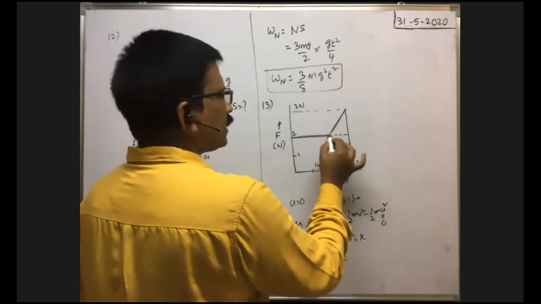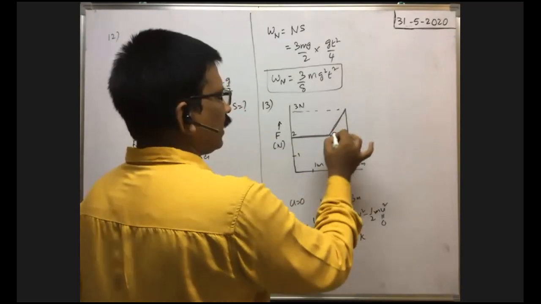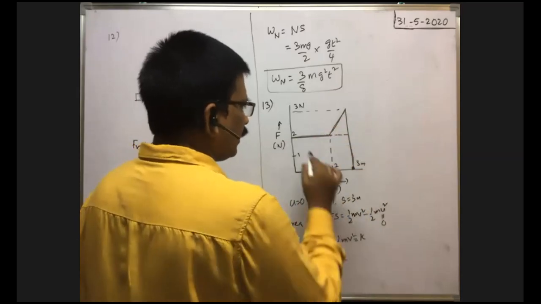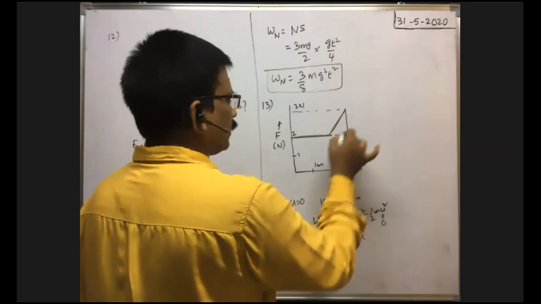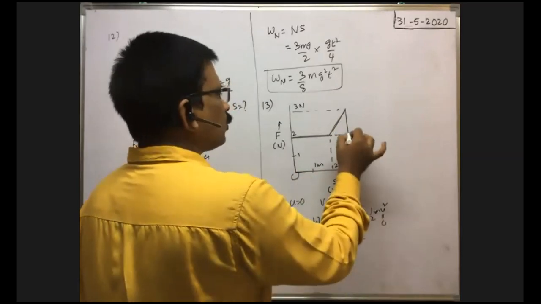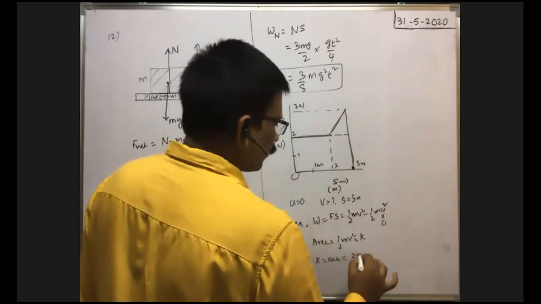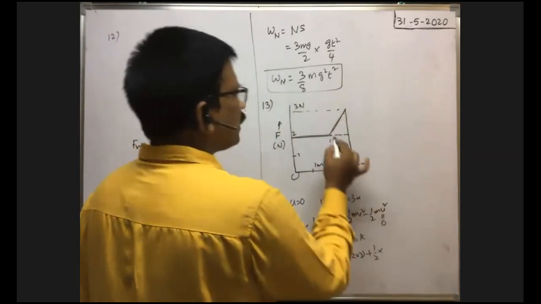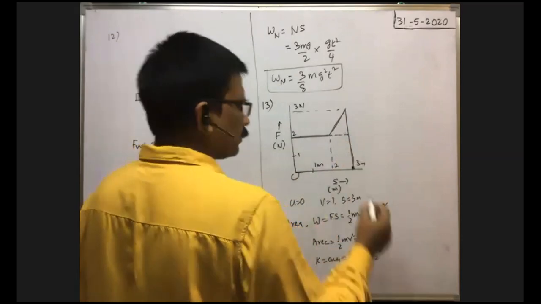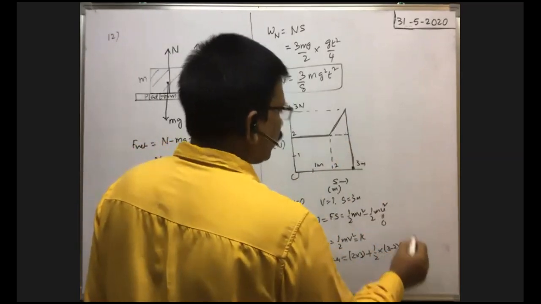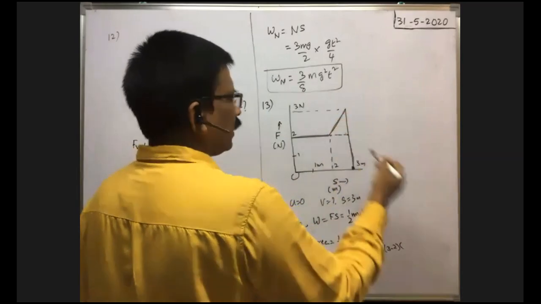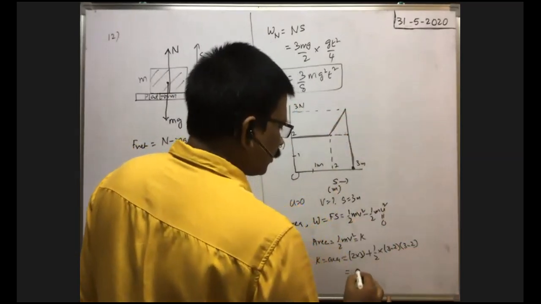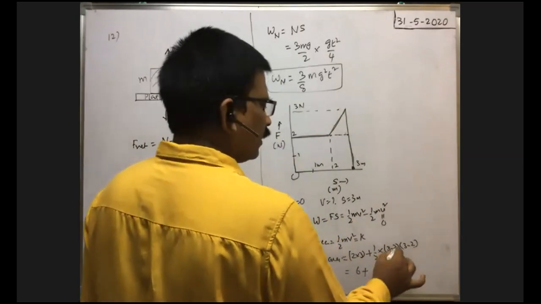In this, you take one rectangle and one triangle. Rectangle plus triangle, the sum of the areas of these two. Rectangle area means length into breadth. Length is 3 meter, breadth is 2 Newton. So 2 into 3, plus the area of this triangle, half into base, which is 3 minus 2, into height, which is also 3 minus 2 here, because this is the height now. Therefore this is equal to 6 plus 1 by 2.